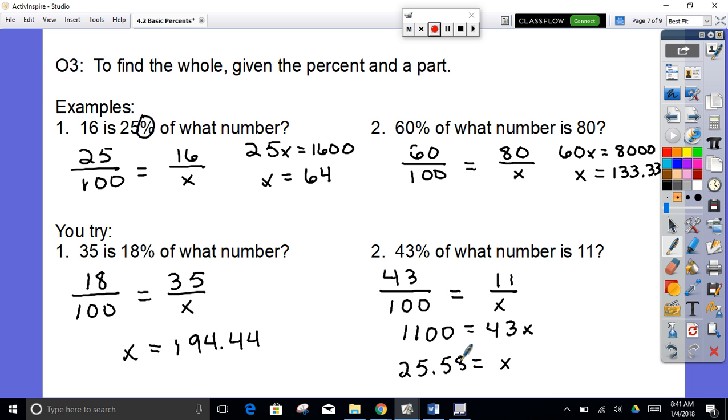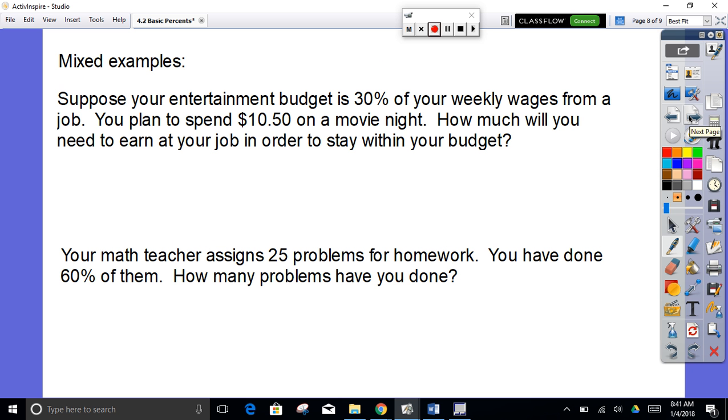Any questions about these? Okay, this was the easy part because I showed you each kind and we practiced that kind. Where it gets a little trickier is in examples where you don't know what kind it's going to be. You have to decide whether you're finding part, the whole, or the percent. So let's read through the first example together.